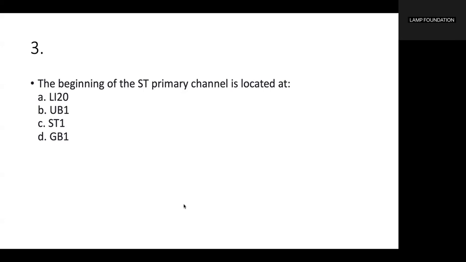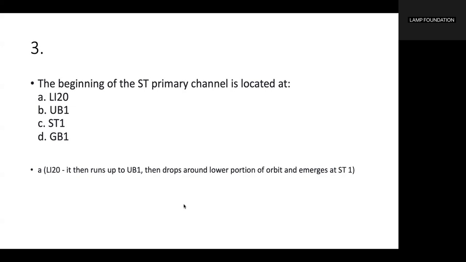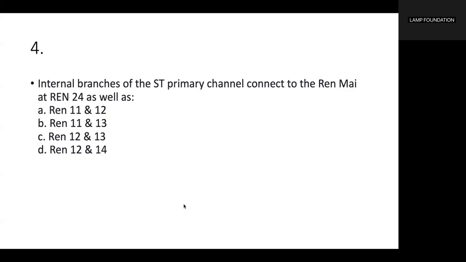If you remember, after LI20, it will proceed to UB1 or bladder 1, and then it drops around the lower portion of the orbit and emerges at stomach 1. Number 4, internal branches of the stomach primary channel connect to the Renmai at REN24 together with two other points of the REN channel. What are they? Together with Ren 12 and 13.